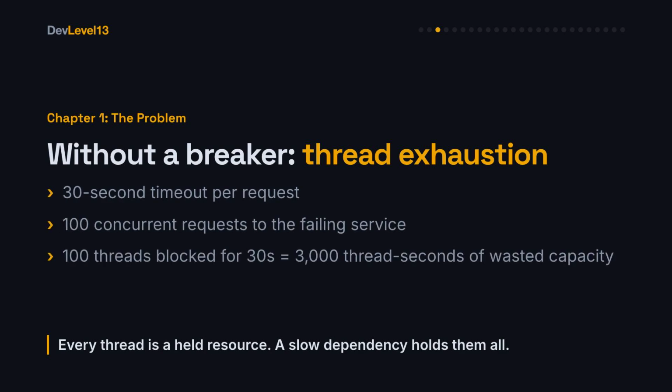Picture a service with a 30-second timeout calling a dependency that's timing out on every request. With 100 concurrent calls, you have 100 threads blocked for 30 seconds each. That's 3,000 thread seconds of capacity doing nothing. Meanwhile, new requests keep arriving. The thread pool exhausts. The queue fills. Your service stops responding.